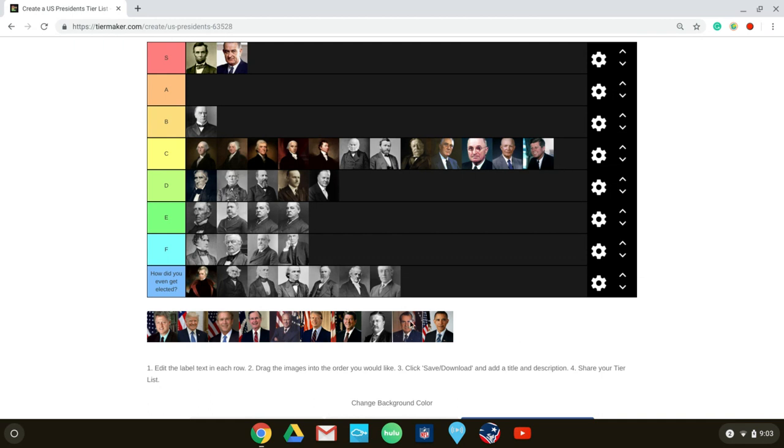Next up, Richard M. Nixon. And I'm going to put him at F tier, but that's being a little generous. The only reason I put him at F tier is because he promoted positive diplomatic relations between the U.S. and China. Other than that, though, Watergate was awful.